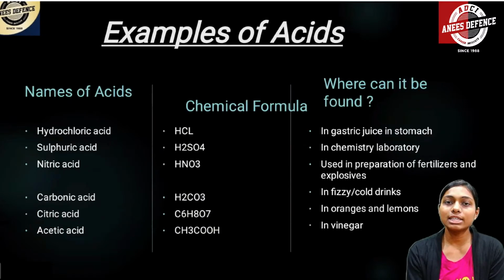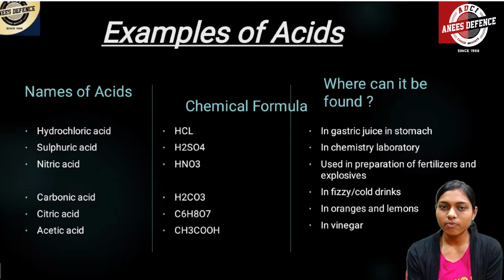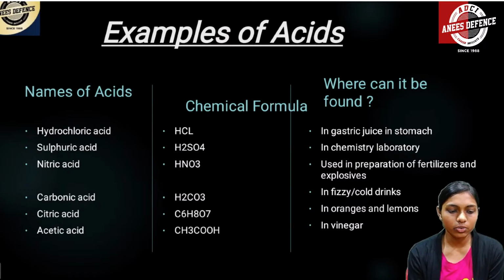Okay, so let's come to examples. As you can see, the names of acids, chemical formulas, and where we can find those acids are all given in sequence. So let's start with that. First is hydrochloric acid. The formula is HCl, and it is basically seen in gastric juices in our body or in our stomach. The second one is sulfuric acid, H2SO4. H2SO4 is present in chemistry laboratories. Then comes HNO3.